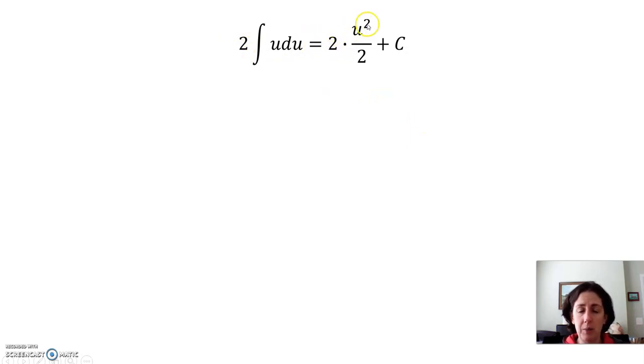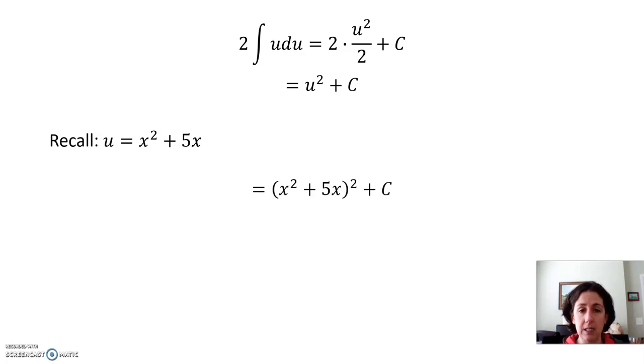That'll be u to the 1 plus 1 over 1 plus 1 plus c. But now notice first of all that the 2's are going to cancel and we have u squared plus c. But we can't leave our answer in terms of u because originally we were trying to integrate with respect to x. So we need to plug back in what u is, and remember u was x squared plus 5x. And so we end up getting that the indefinite integral will turn out to be (x squared plus 5x) squared plus c.